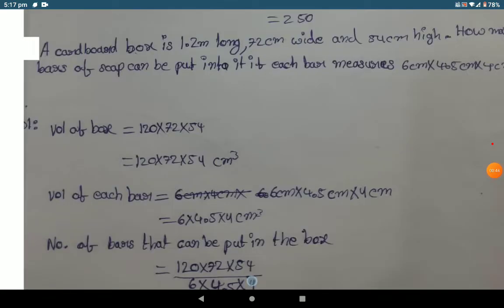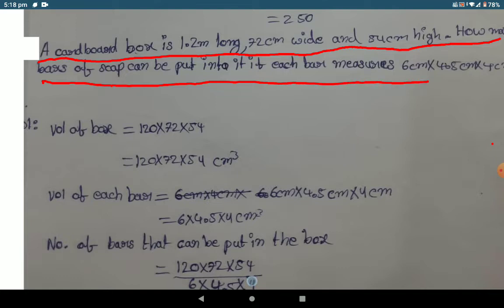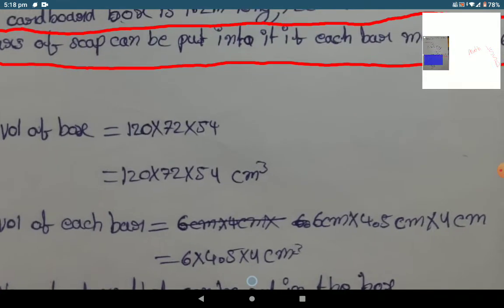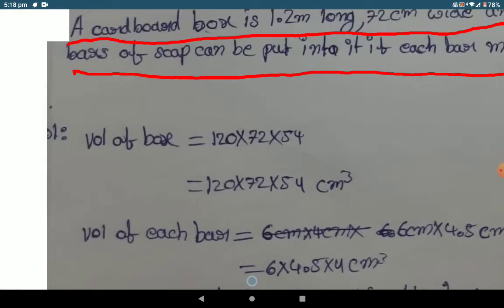So our first question is: a cardboard box is 1.2 meters long, 72 centimeters wide, and 54 centimeters high. How many bars of soap can be put into it if each bar measures 6 centimeter into 4.5 centimeter into 4 centimeter? So first we need the volume of the box, which is 120 into 72 into 54.